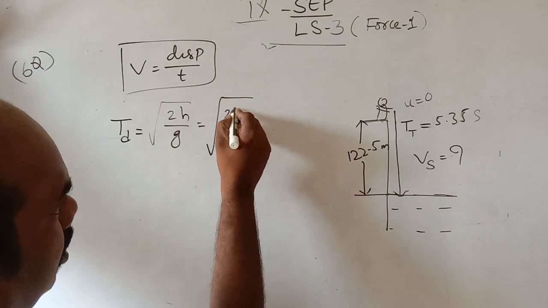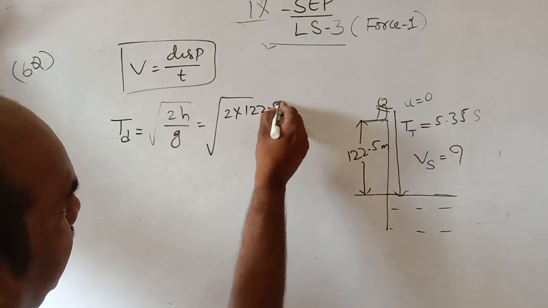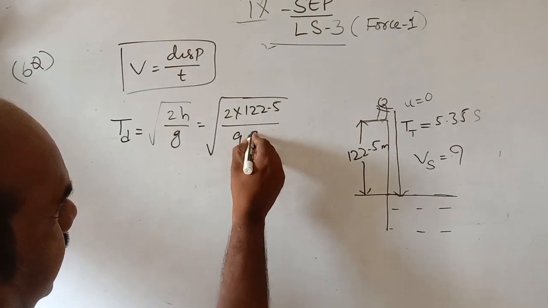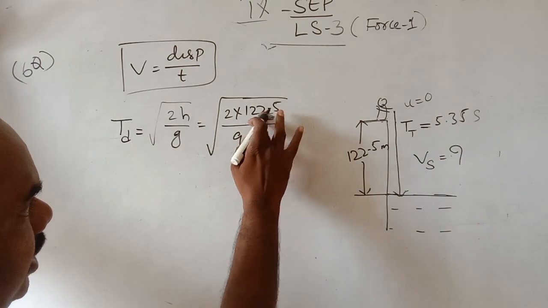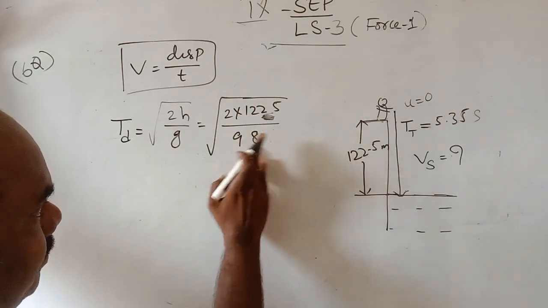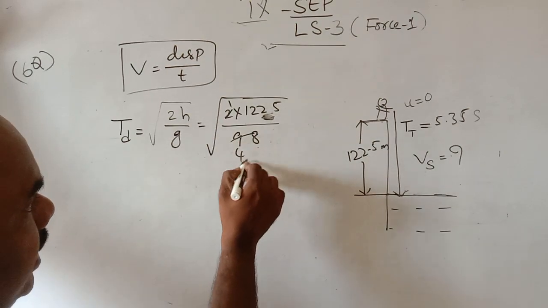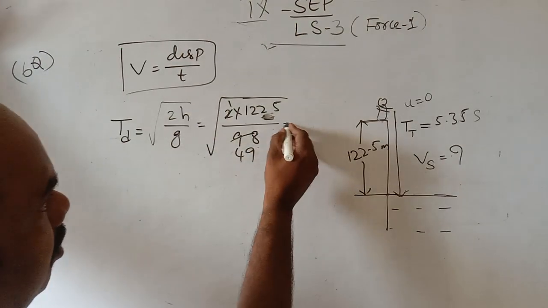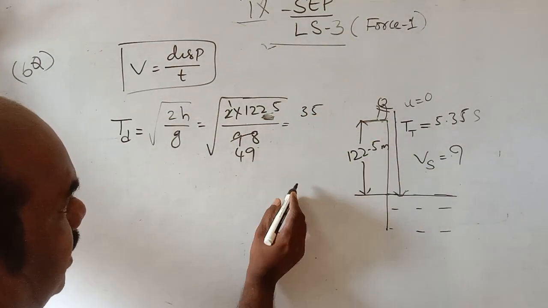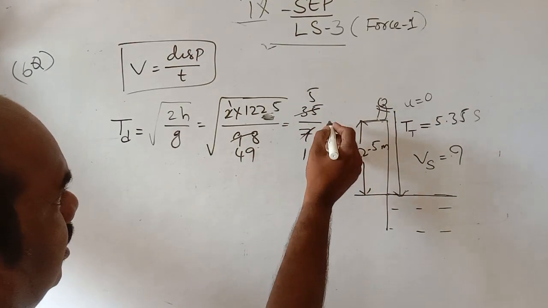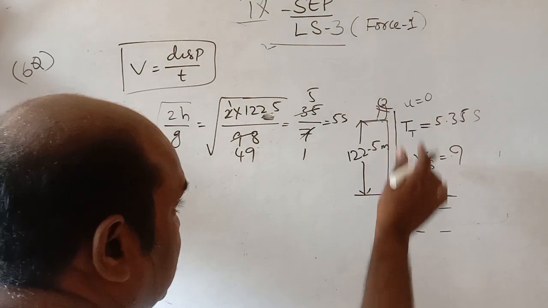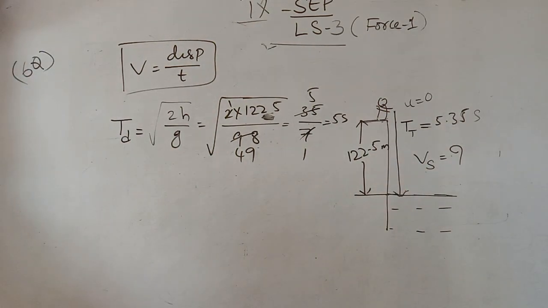Under root 2h, value 122.5, by g, value 9.8. Here after 1 digit point, you can remove the point: 2 ones are 2, 4.9 becomes 49. 1225 is 35 squared, 49 is 7 squared. 7 fives are 35. So it takes 5 seconds to touch the water.